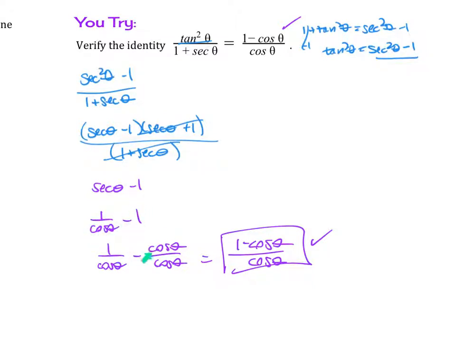And then I know the 1 I can write as cosine over cosine with the same denominator. Then I can combine it. 1 minus cosine of theta over cosine of theta, and now I have verified it.